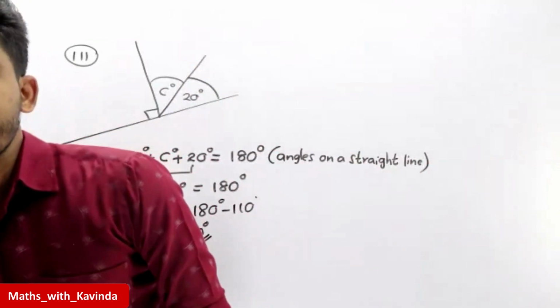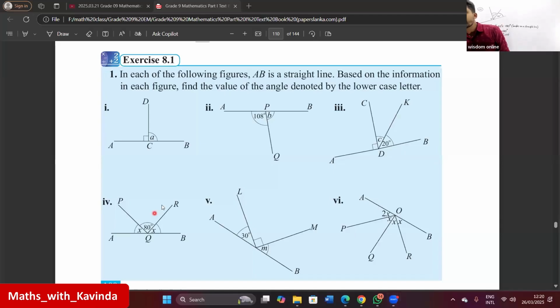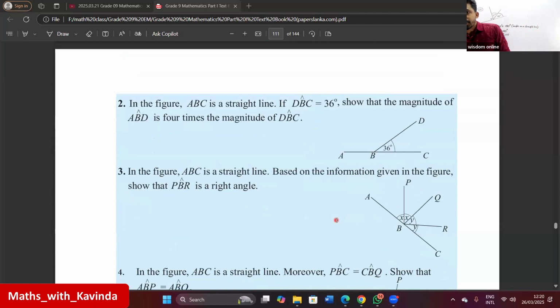Right. Question number 3. Let's quickly move to the textbook questions. Question number 4, question number 5, question number 6. Now you can do those questions. If you have any questions, just please let me know. Right. Shall we move to some proving questions? Prove or show that part.